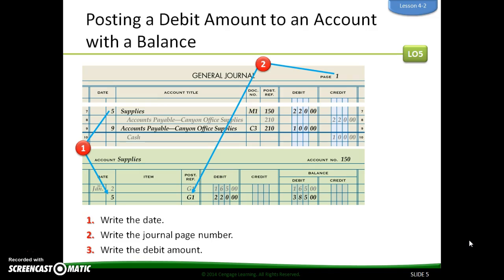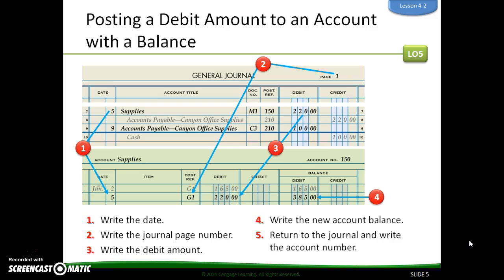We write in the debit amount of $220. And then we have to go ahead and figure out the balance in the supplies account. So when you look at the previous balance was $165, and we're going to go ahead and add $220 because that's the amount of the new debit. So this account now has a debit balance of $385. And then finally, we're going to go back to that journal and make sure that we have the correct account number.